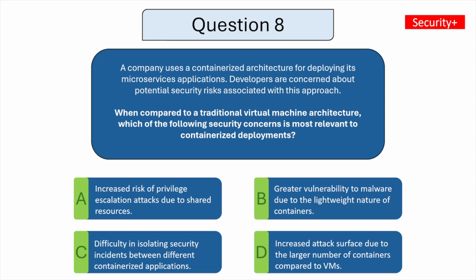So they're going to use the same resources. Long story short, for efficiency, containerized deployments use the same resources, and I'm not talking about just hardware, as the host operating system, while VMs just share the hardware resources. Anyway, with that said, the biggest concern out of these options with containerized deployments, I would say, is that it's more difficult isolating security incidents between the different containerized applications, because they're sharing all the resources, not just hardware like virtual machines. So I'm going to go with C on this one.